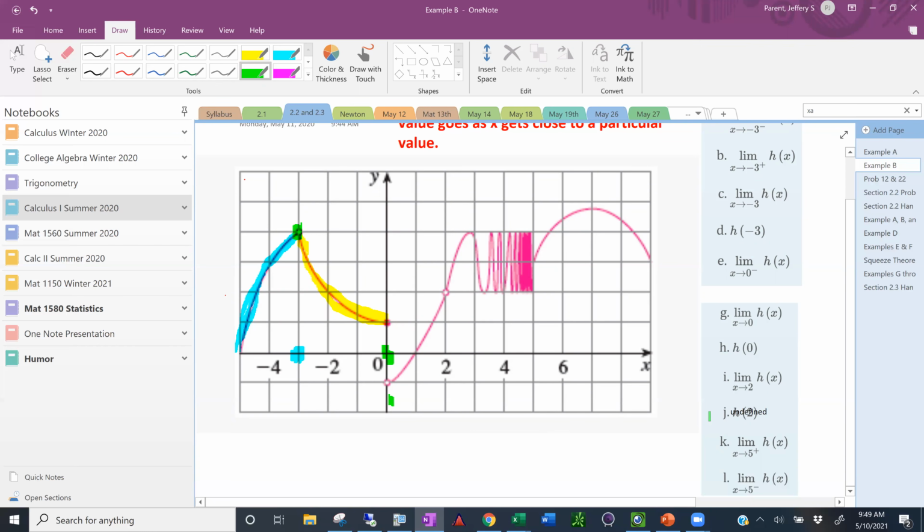Now there's a couple last ones let me finish up with here. The next one I want to look at is part I. Let me pause for a second, see if you want to try and tackle part I. Limit as x approaches 2 of h of x. So I'll pause for a second while you work on that one.